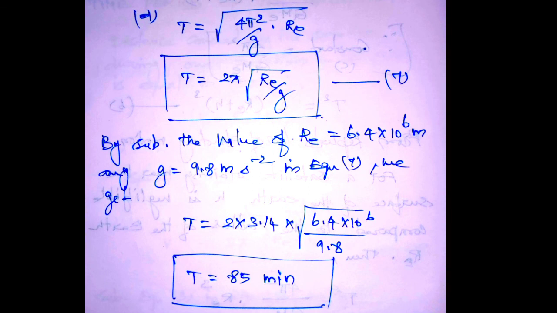Students, coming to the end of this session, today we discussed two things. One is acceleration due to gravity. Also we discussed what a satellite is, what orbital velocity is, and what the time period of the satellite is. I hope you all understood well.